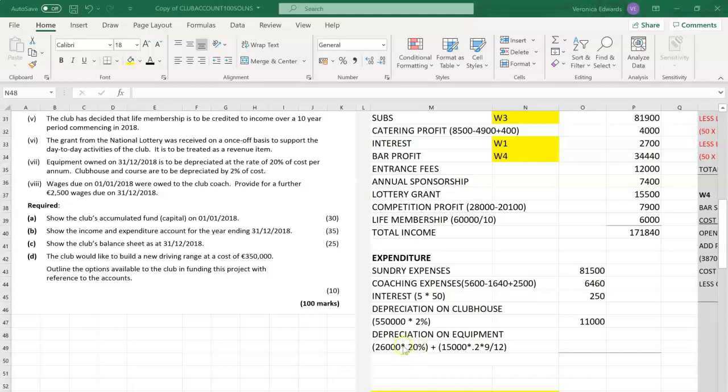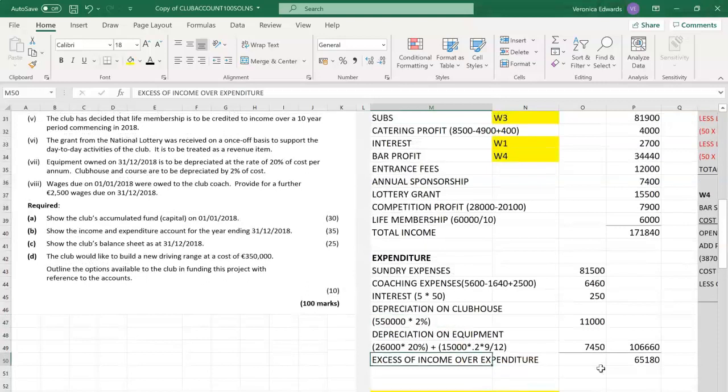And you'll see that here in the working that we've done here. So 26,000 at 20%, and then the new equipment you bought, 15,000 at 20% at 9/12 for 9 months. So your total equipment depreciation is €7,450. If you add all your expenses, they add to €106,660. And if you subtract your expenses from your income, you will get an excess of income over expenditure, a profit in other words, of €65,180 for 2018. So that's the income and expenditure account completed.